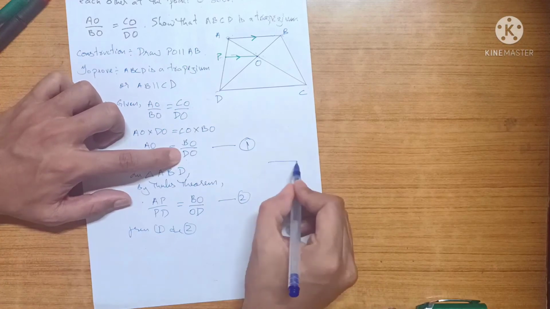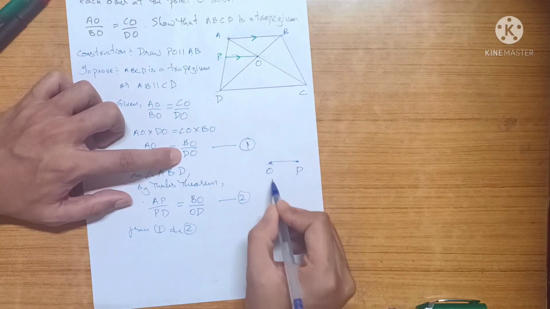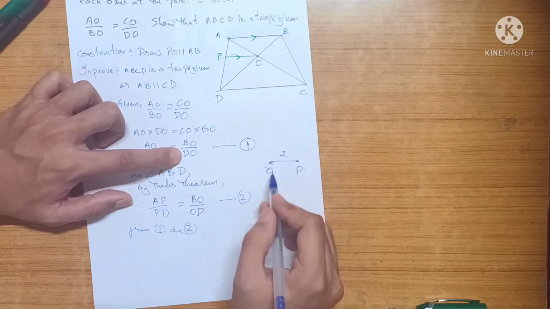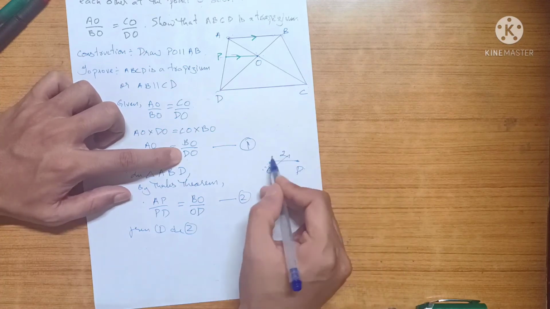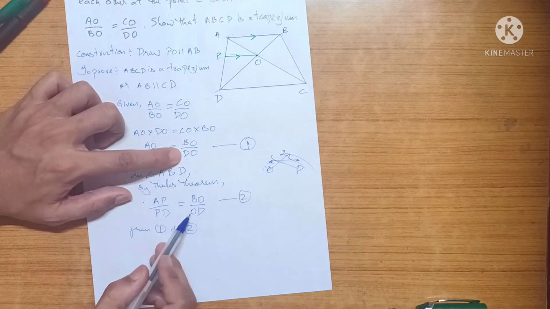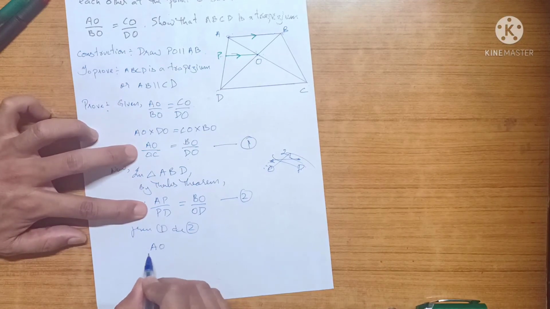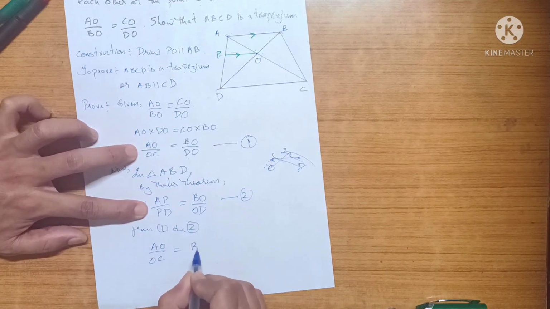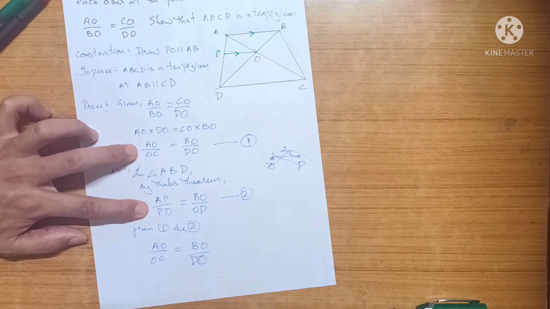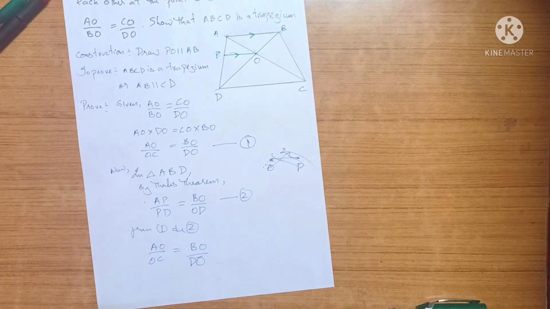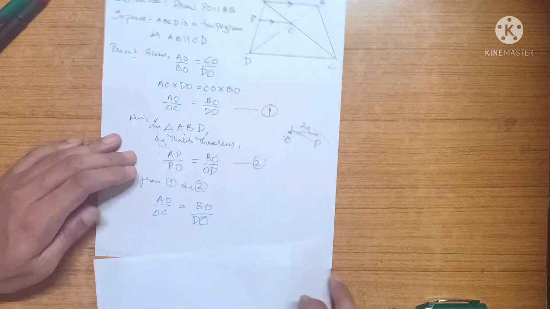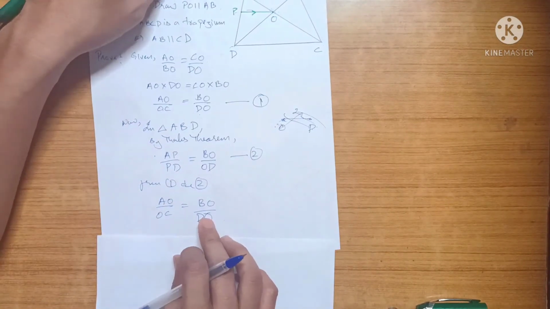From equation 1 and 2, BO by OD and BO by DO are the same thing, okay? Like the line OD or DO. If OD is 2 centimeters, DO is 2 centimeters, doesn't matter. So this and this are the same, which means these two should be the same, right? So AO by OC equal to BO by DO. This much you understood. So get a blank page. This much is done.